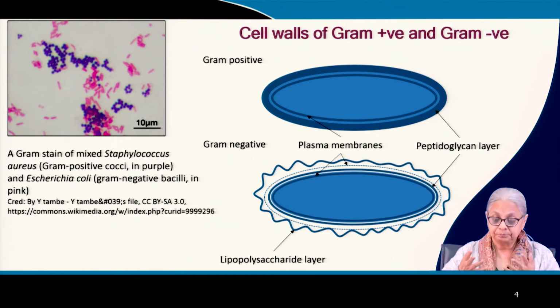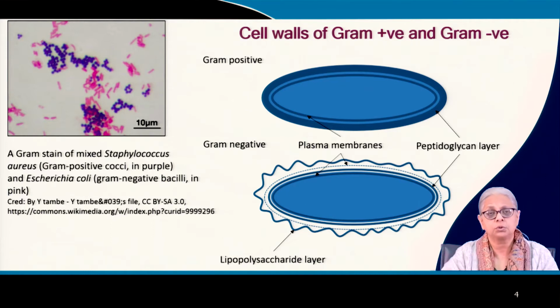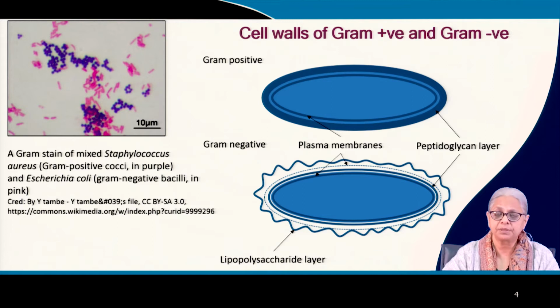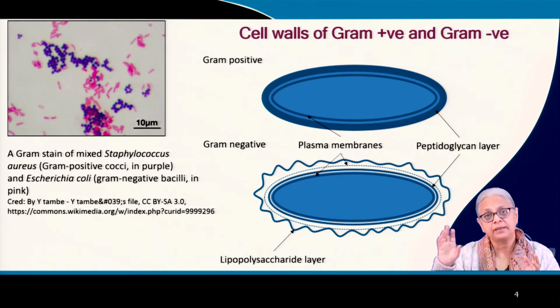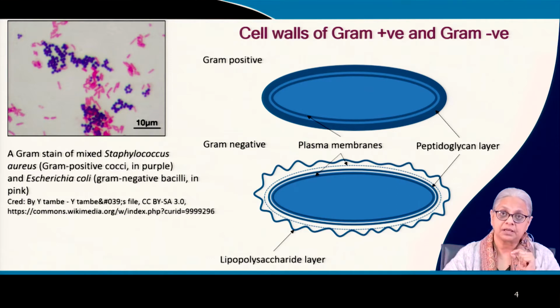So when all the cells in a mixed population are subjected to the same staining procedure, there are several steps in that procedure. We will go into the details under microscopy. But for now, it's important for you to know that the first stain is crystal violet. Crystal violet gives a purple color to all the bacteria. Then it is decolorized by alcohol and then counterstained by safranin. Safranin has a red color.